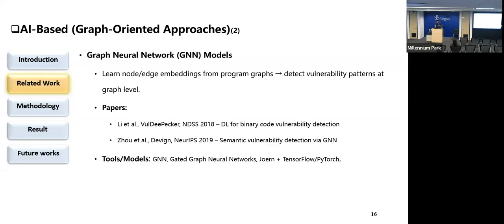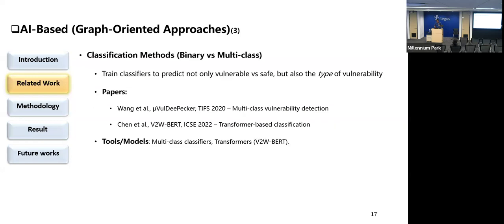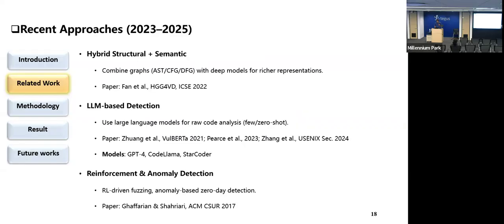Another AI-based, graph-oriented way is the GNN way. The GNN models try to learn the nodes and edges of the graphs, the embeddings in the program graphs, and try to detect vulnerability patterns. The last one is the classification method, which is low level, working with binary and multi-classes, training classifiers to predict the vulnerability and also the vulnerability types. And the recent approach in the last 2 years is the hybrid structural semantic approach using large language models and reinforcement anomaly detection.